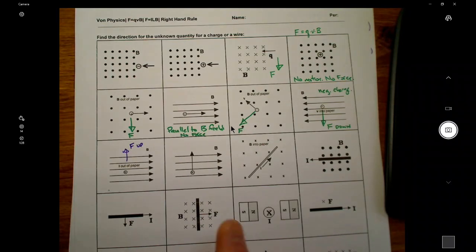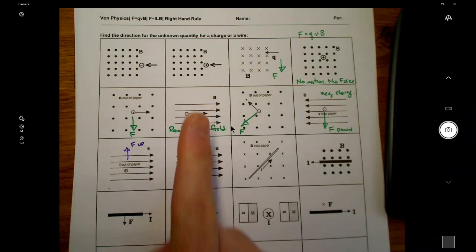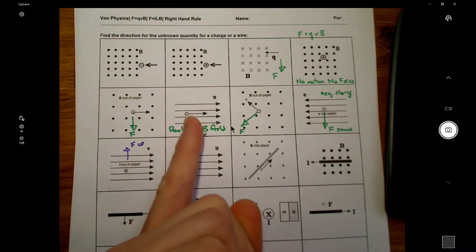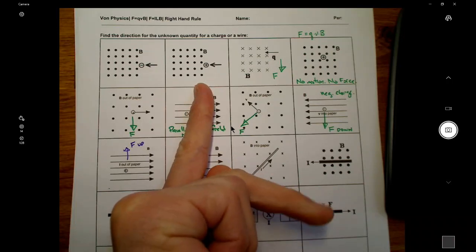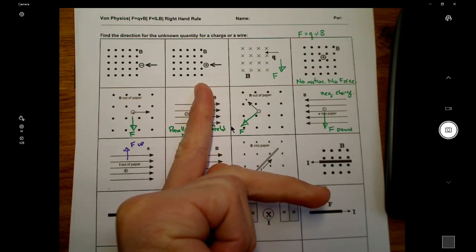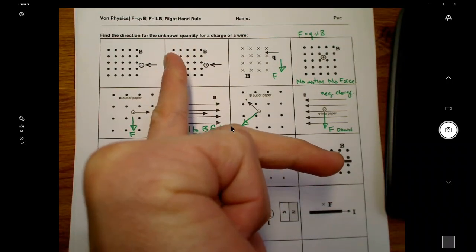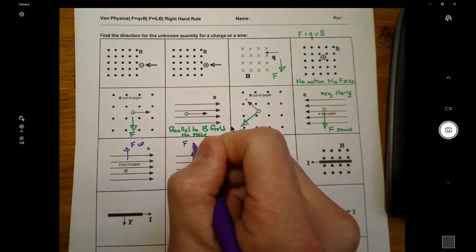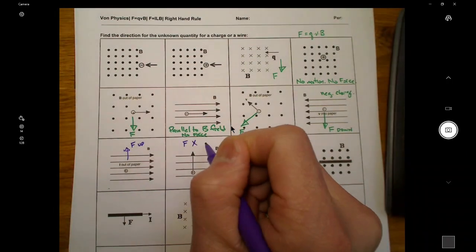The next one, we have a charged particle moving up. The magnetic field points to the right, so I'm rotating my right hand so that my middle finger is pointing to the right, and my thumb, you can't see it there, is now pointing into the page. So here, the force is into the page, and I'm going to put an X to show that.